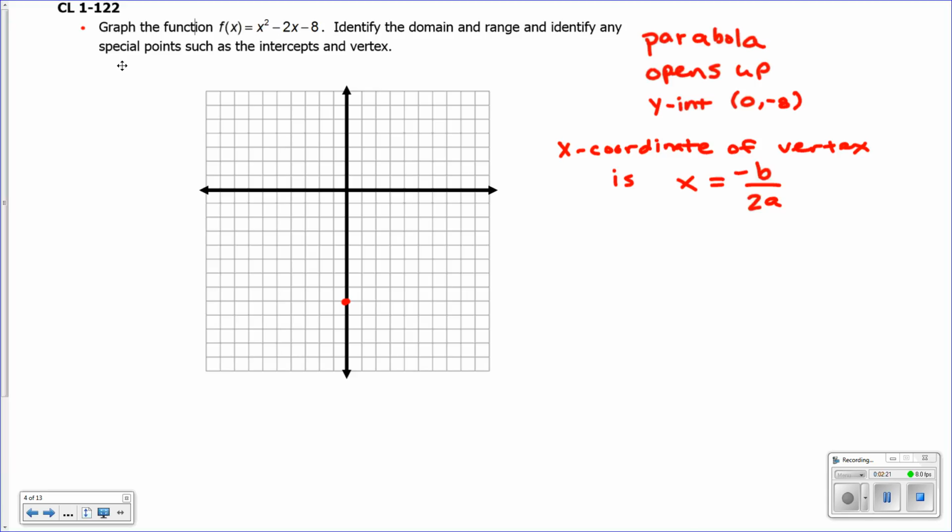So if we look at our function here, a is the coefficient of x squared, which is going to be 1. b is going to be -2. And c is -8. So what we're going to do here is I'm going to take my b and my a and plug it in there. I'm going to say x equals the opposite of b, so -2 over 2 times 1, which is going to be 2 over 2, which is the same thing as 1. So our x-coordinate of our vertex is going to be at 1. Our vertex is going to lie on this line right here. Well, that's nice to know.